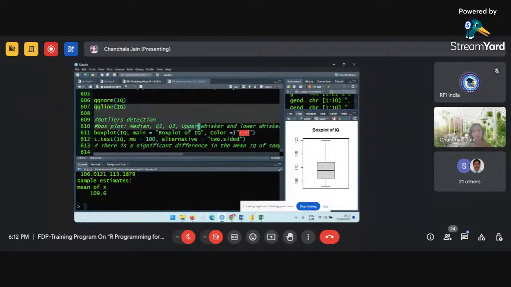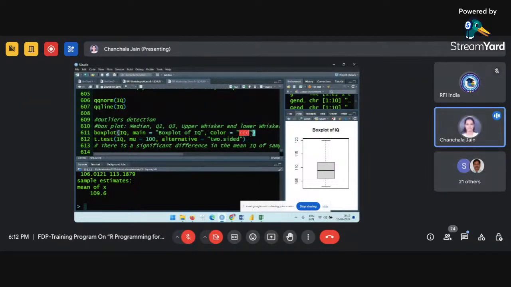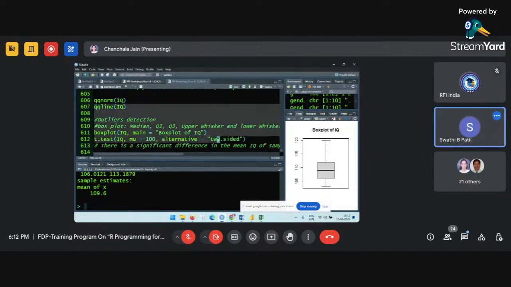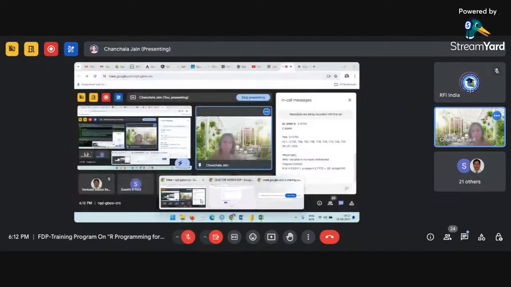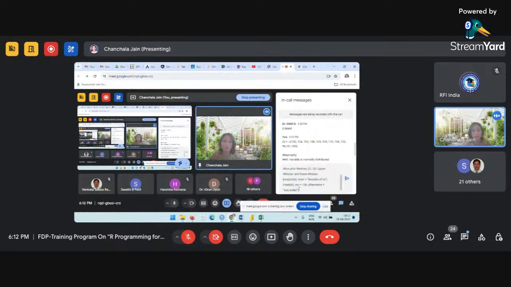Ma'am, do these values change from system to system? Not getting me, can you please repeat? The output which I have got is different from the output which you have got. Okay, have you taken the same figures? Yeah, same figures. Let me check, just a minute. Can you share your screen? Is it possible for you?